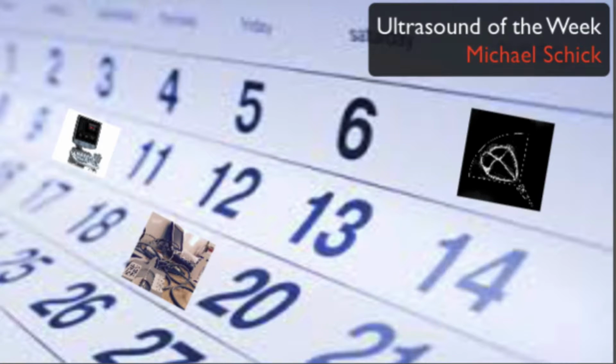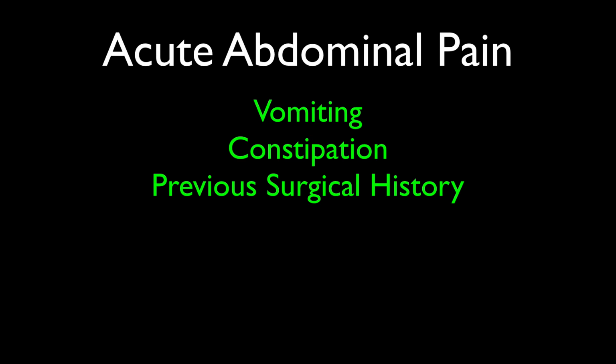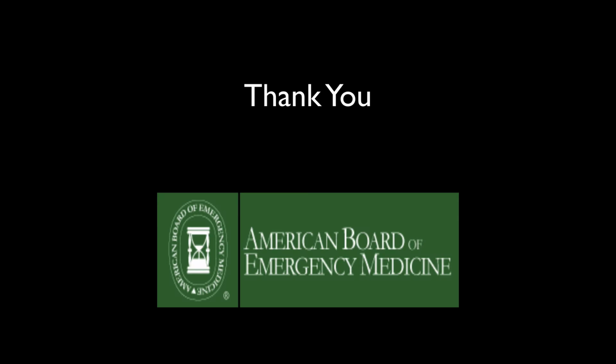I'm Dr. Michael Schick. This week we have a 68-year-old male who comes in for acute abdominal pain. He endorses vomiting, he has had constipation, and has had some previous surgeries on his abdomen. On your exam, his abdomen is tympanic, diffusely tender to palpation, and has mild distension. The patient appears stable. You place IV, O2 monitor, and then think about what you have to do next.